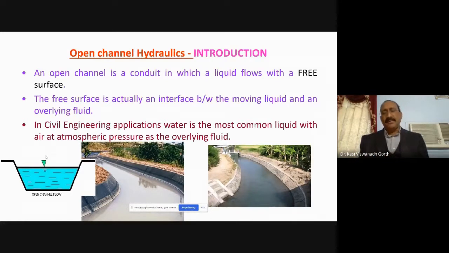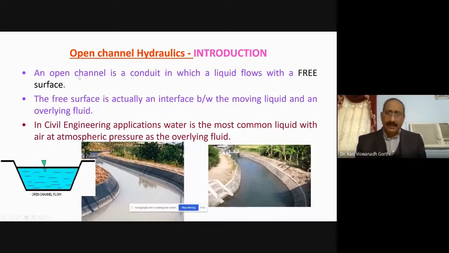But if you take a river, can you just imagine how the river flows? The water in the river flows from higher energy levels to lower energy levels, and there will be a top water level, which is called the free surface, below which the flowing liquid water will be there, and above that there is atmosphere. There is atmospheric pressure. So a river also becomes an open channel. So this is the difference between a channel and a canal.